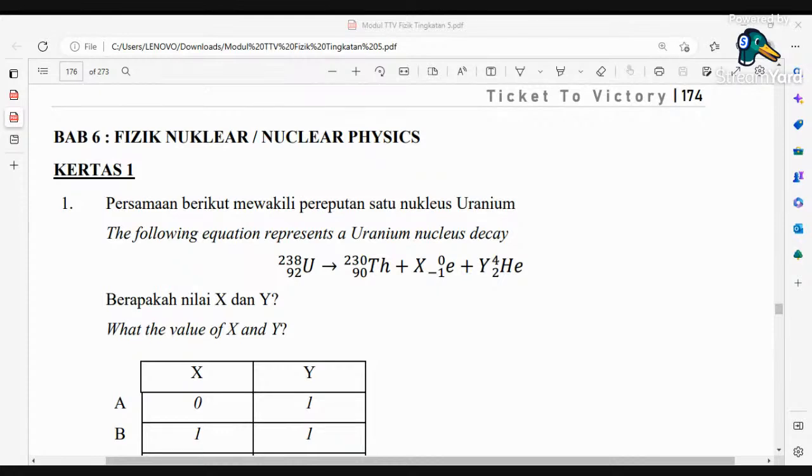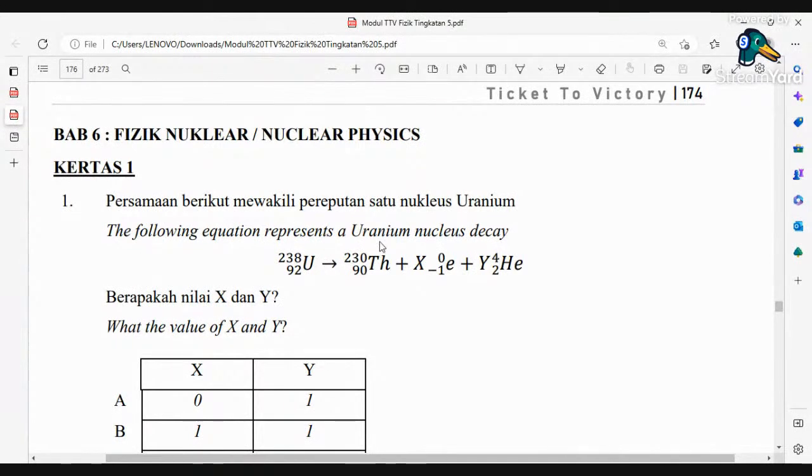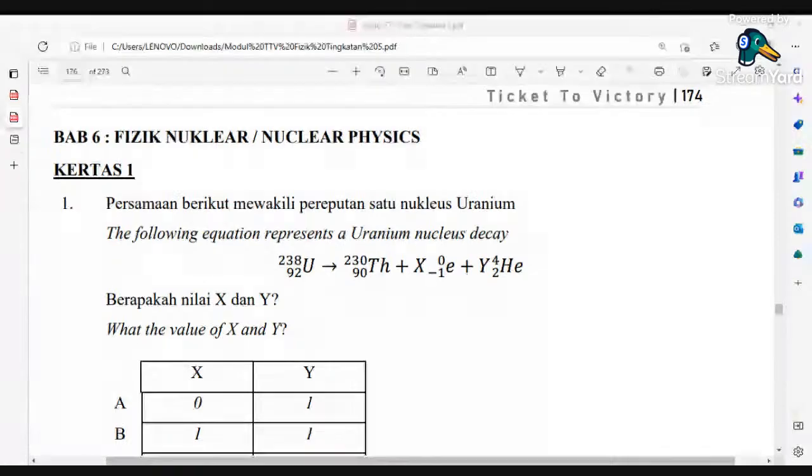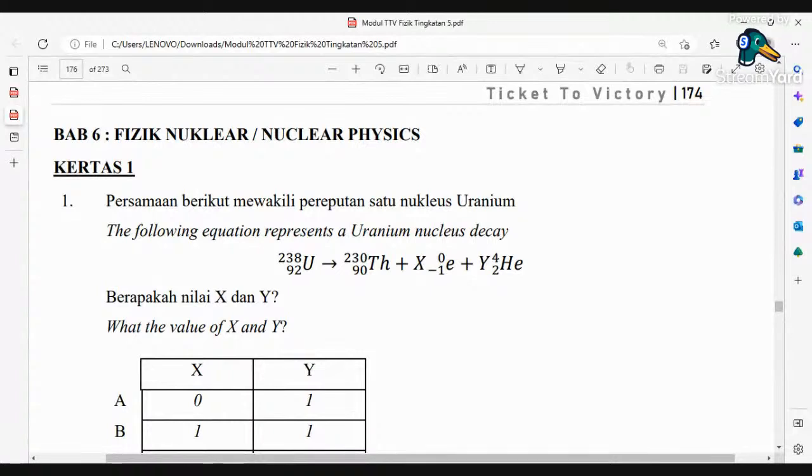Hi everyone, we continue our revision on chapter 6, nuclear physics. Okay, let's look at paper 1. The following equation represents a uranium nucleus decay. You can see this equation.